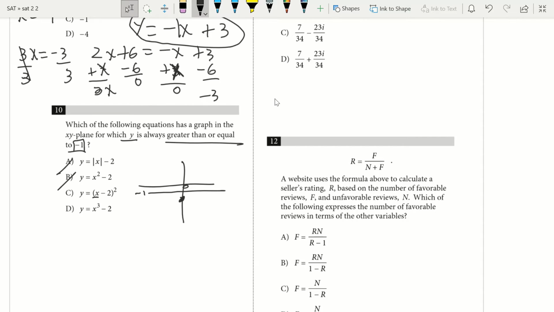Well, we see we have an x here, and we see it's minus 2. But if it's positive or negative, it's getting squared. So the lowest that it could possibly be would be 0 when x is 2. Right? So it's always going to be above that negative 1, so we know C is our answer.